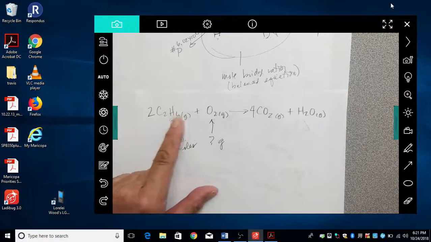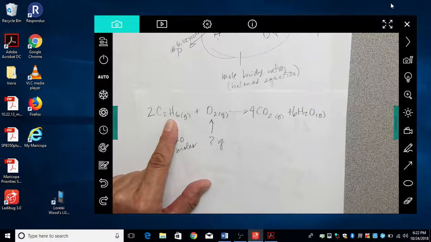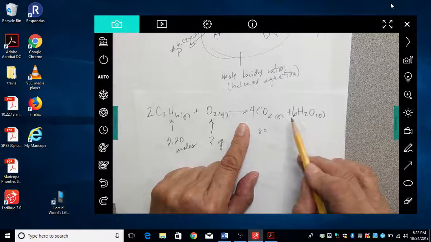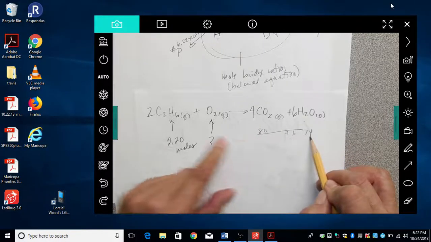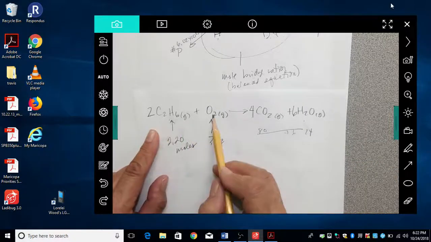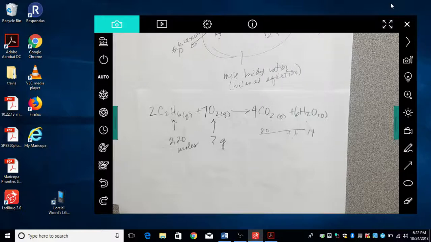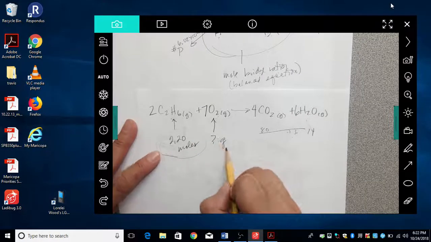And 2 times 6 is 12 hydrogens, so we need to put a 6 there to make 12 hydrogens there. Now we've got 4 times 2 is 8 oxygen there, plus 6 more, 8, 9, 10, 11, 12, 13, 14 oxygen on this side. I've only got 2, so I can put a 7 there, and now my equation is balanced. All right. If we're starting with 2.20 moles of this, we need to know how many grams of this we need.